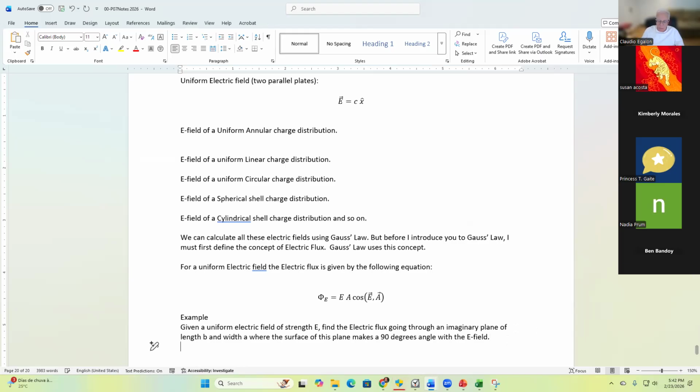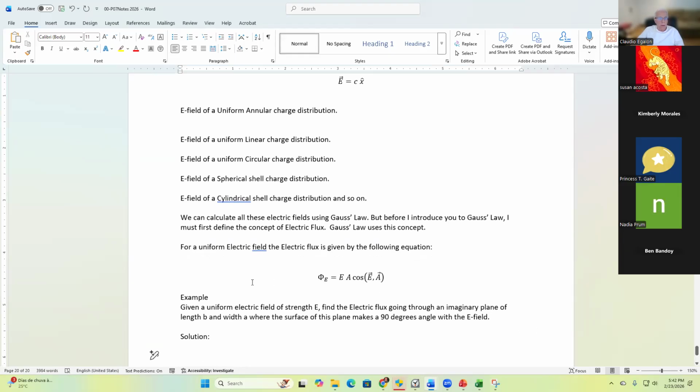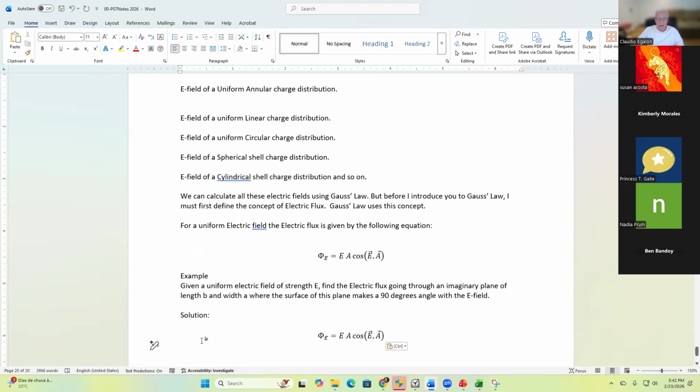Okay. Solution. Okay. Here you go. Very simple example. Electric flux is E times the area of the imaginary plane, the area of the imaginary plane is AB, and the angle between the electric field and the area vector, which is always normal or perpendicular to the plane, is going to be 0 degrees. 0 degrees, right? Let's see if I can do that. Yeah, I got it. That's the definition of electric flux. Cosine of 0 degrees is equal to 1. So that's what's going to be the electric flux.